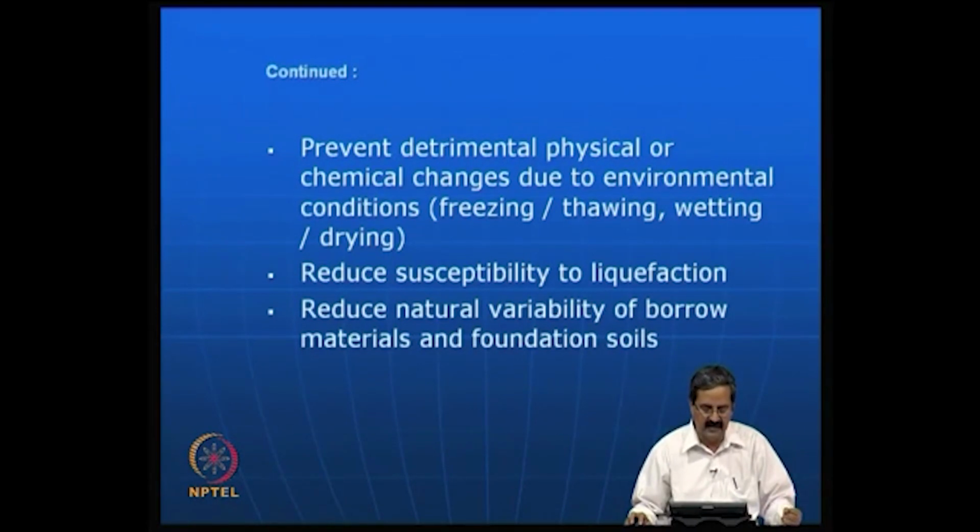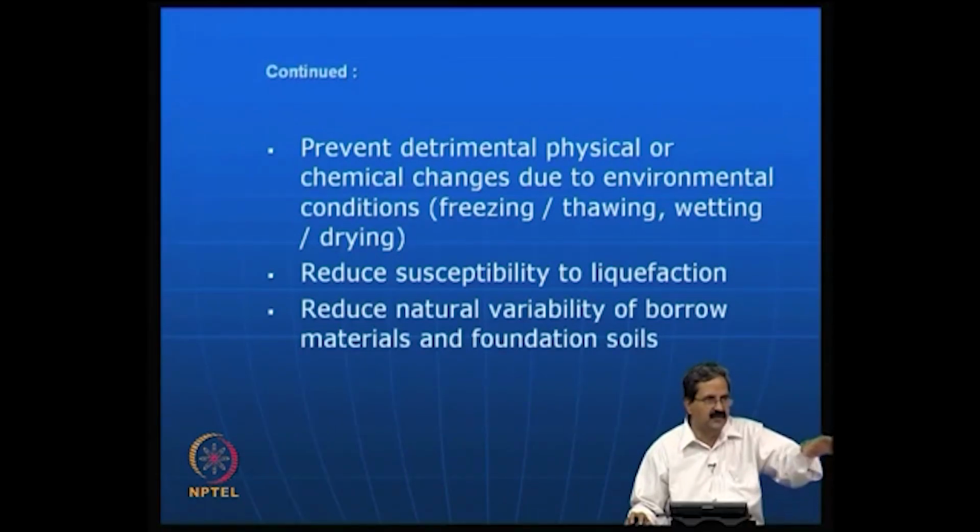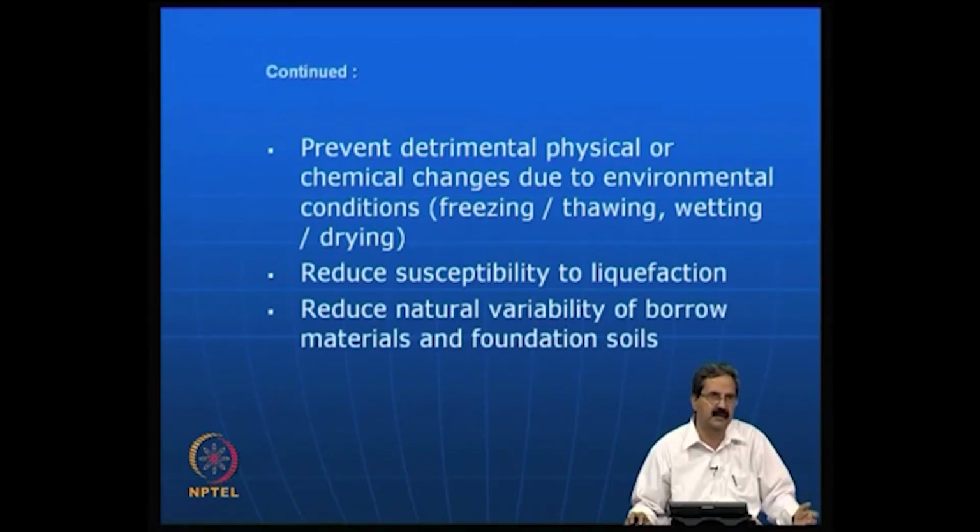Then another important point is to reduce natural variability of borrow pit materials and foundation soils. What happens is that in a construction area, you bring soils from different areas. For example, you may need some 1000 million cubic meters of soil in a particular area, so you do not get it in one location. So, you get it from different locations, and even then you need to stack and compact them in a proper way, and see that the variability is small. If you use different soils from different localities, one should understand that it may lead to a lot of problems.